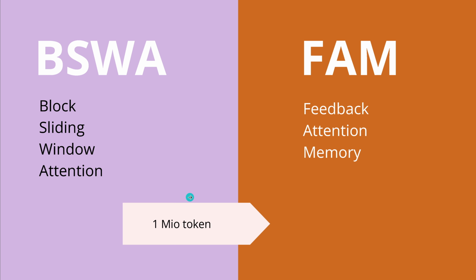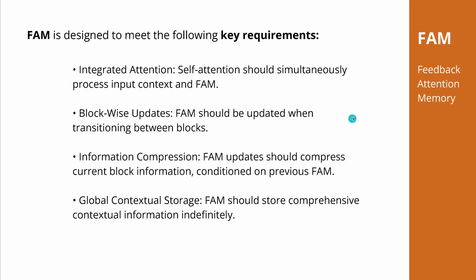And you know, the topic here of the last 3 videos is a context length of minimum 1 million tokens. So we now add a beautiful new idea and create a new transformer structure, the FAM transformer, the feedback attention memory transformer. There are some key requirements, and this you really have to remember.